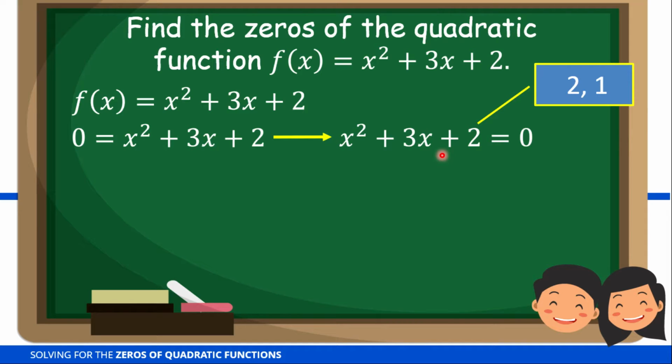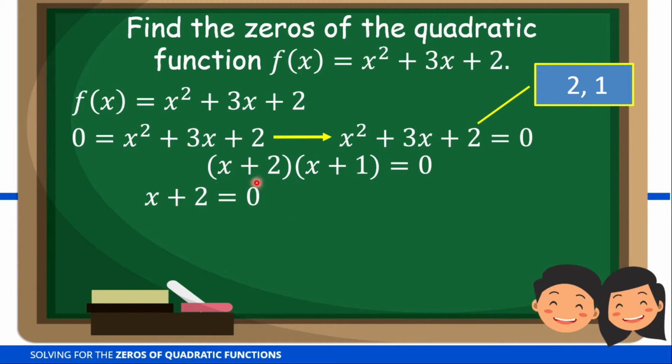Now, gawin nating factored form ang ating quadratic equation. We now have quantity x plus 2 times the quantity x plus 1 is equal to 0. So, kinuha natin yung 2 and 1, ginamit natin sa factors ng ating quadratic equation. Okay? Next, we have to solve for x. So, to solve for x, we're going to use the zero product property. So, equate natin si x plus 2 sa 0. Ganon din yung x plus 1, equate natin sa 0.